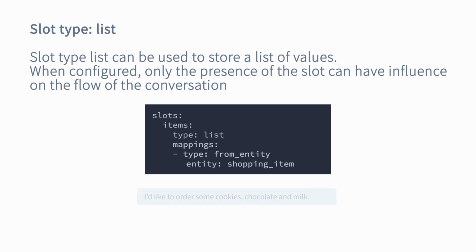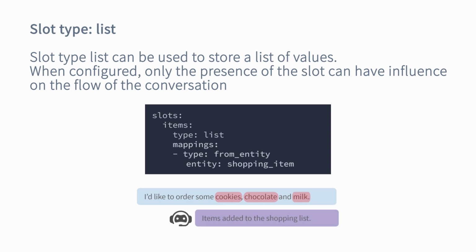A very simple example of the usage of list slot is an assistant that allows the user to buy groceries. So when the user says that they would like to buy chocolate, milk, and cookies, an assistant will extract details like chocolate, milk, and cookies as entities under the same name, items. If you have a slot that is configured as a list slot, your assistant will be able to extract all of these details under that specific slot. And then your assistant can use those details to add them to the shopping list.